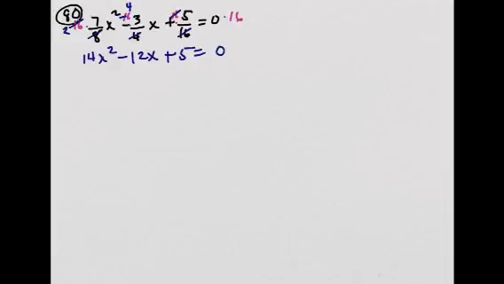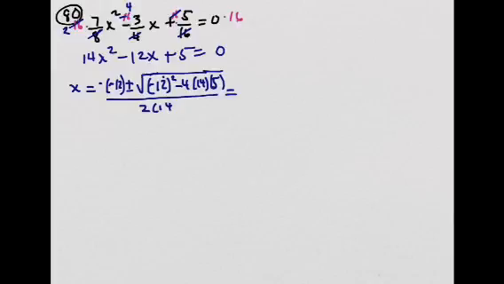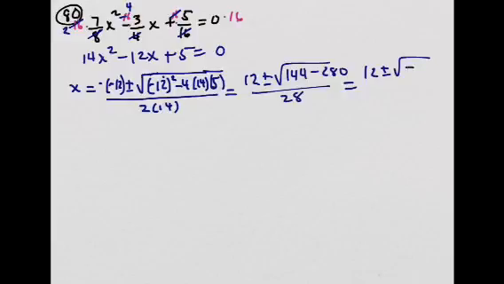Okay, so now we're going to set up the quadratic formula. So it's set up negative b plus or minus the square root of b squared minus 4 times a times c all over 2a. Okay, so minus the negative 12 is positive 12. The negative 12 squared is 144. Then 4 times 14 times 5 is 20 times 14, so that's 280. And then 28 in the denominator. So now I've got 12 plus or minus square root of negative 136 all over 28.